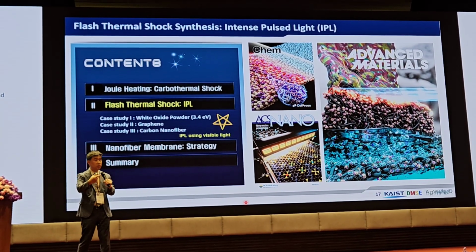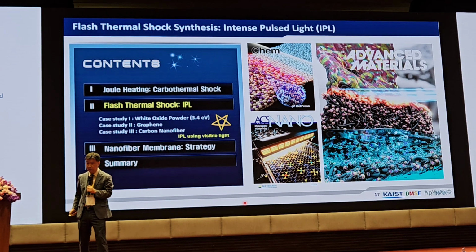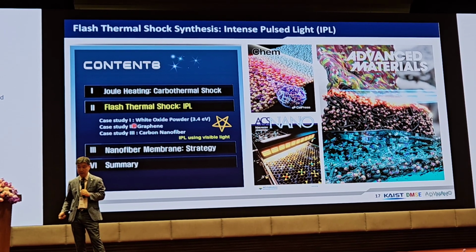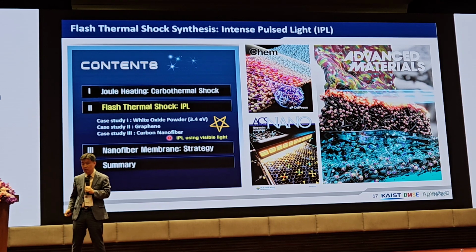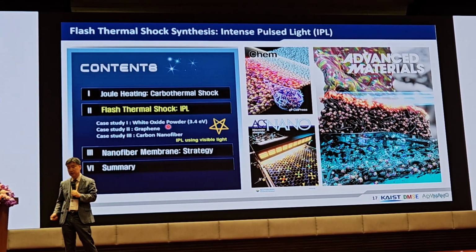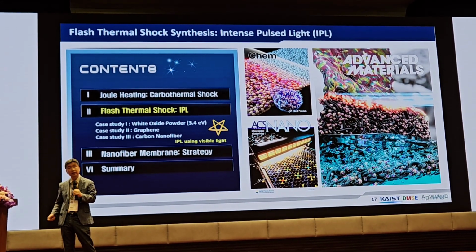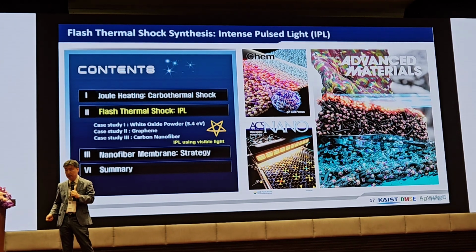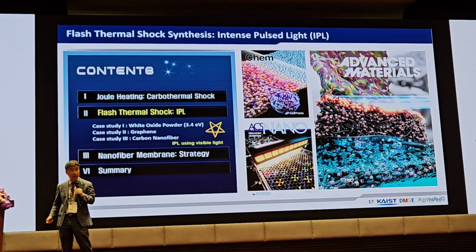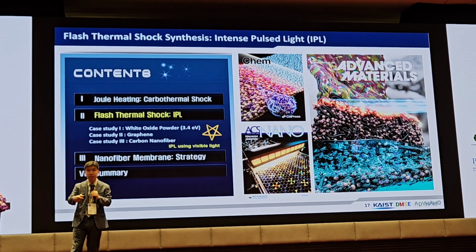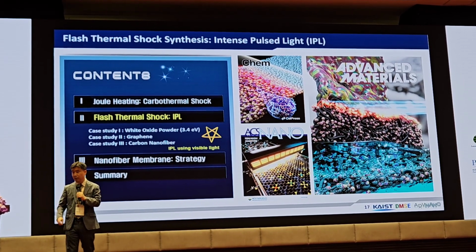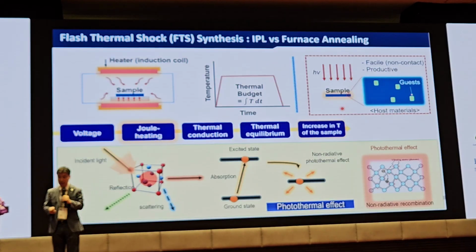I'm going to explain three case studies. The first case is white oxide powder. The second one is graphene oxide, and the third one is carbon nanofibers. We demonstrate a binary particle, then also a single atom catalyst on graphene, then also 9-element high entropy alloy catalysts that are well formed on these carbon nanofibers.